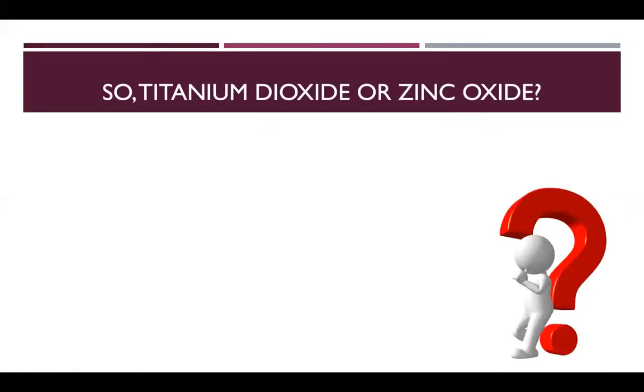So I talk about titanium dioxide and zinc oxide. So these two are the natural ingredients that right now most people are actually using for sunscreen. So titanium dioxide actually comes from titanium minerals, okay? Zinc oxide comes from zinc minerals. So what are the differences between the two?